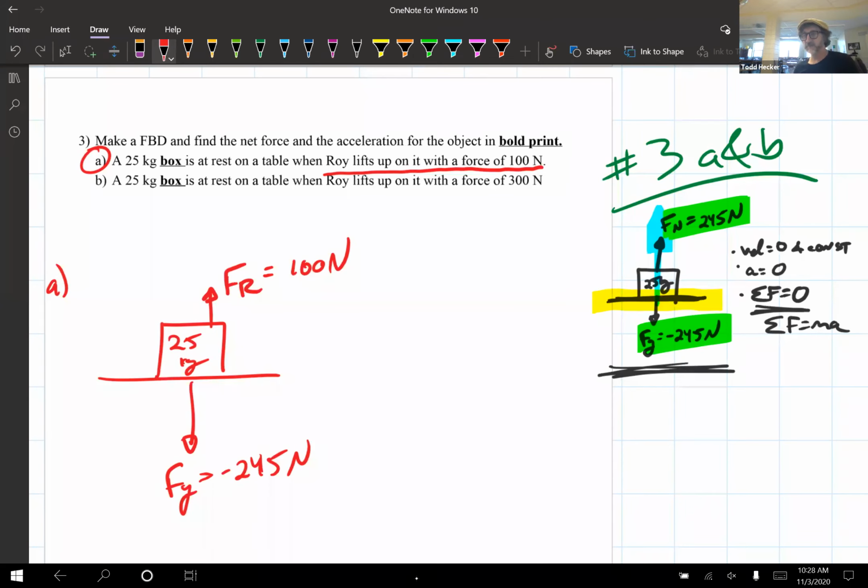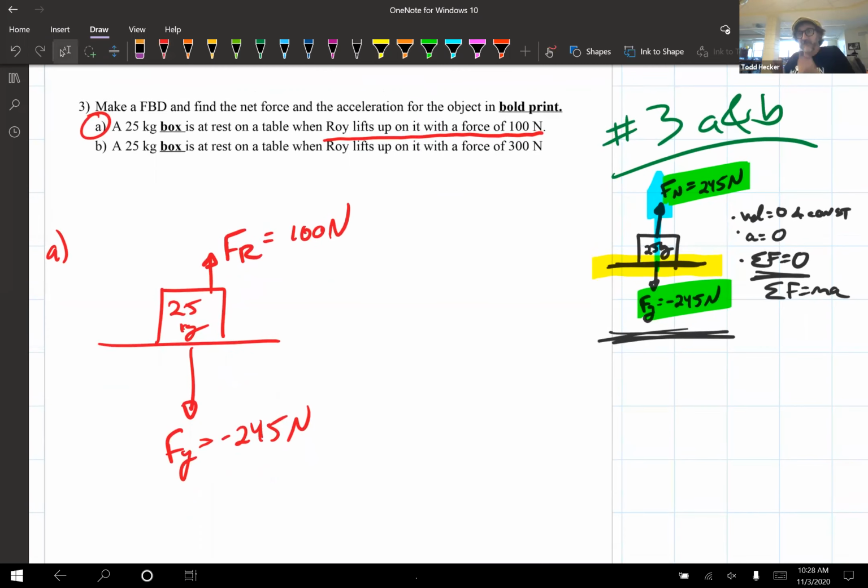All right, so now this is the tough part. We need to think a little bit. Roy presumably is attempting to lift the box, and the question is, does he succeed? Just because he's lifting up on it doesn't necessarily mean it moves. Check it out. This whole thing is sitting on a table. I'm lifting up on it, but it doesn't move, because I am weak and did not exert enough force to lift the table.